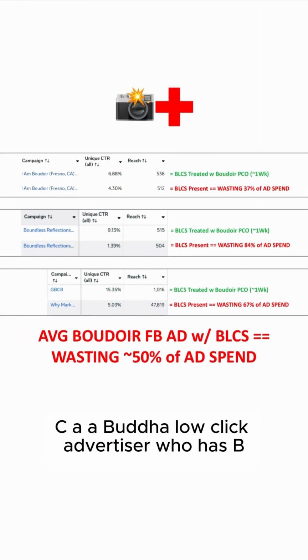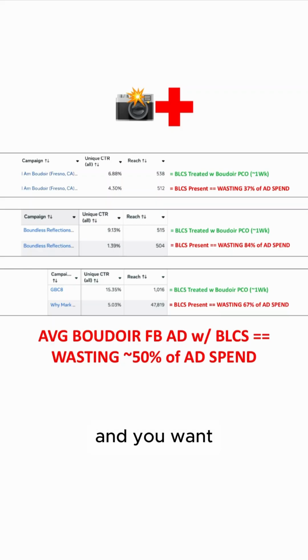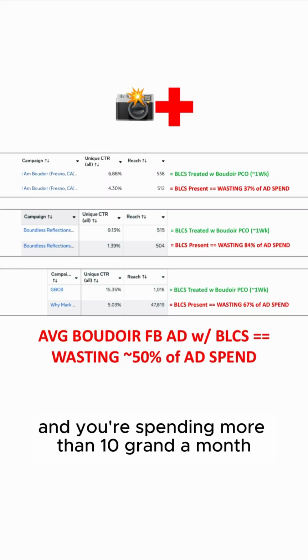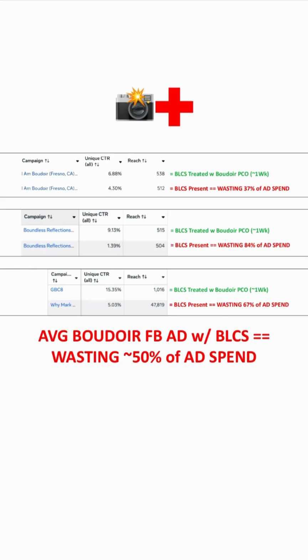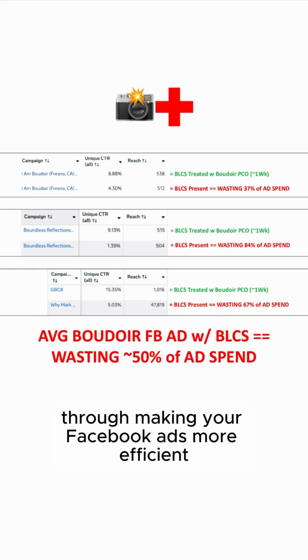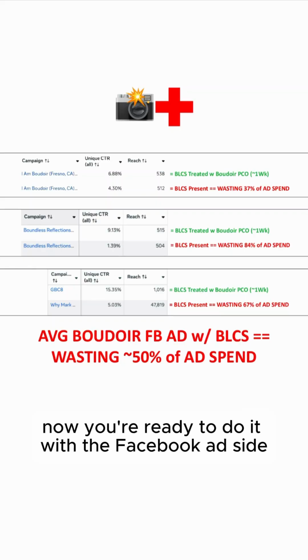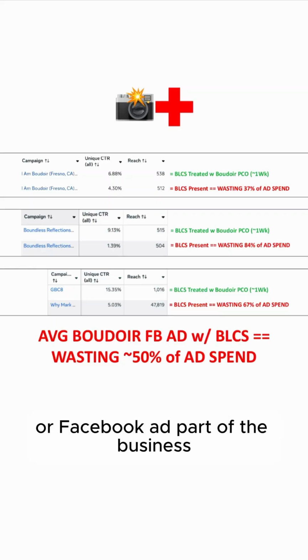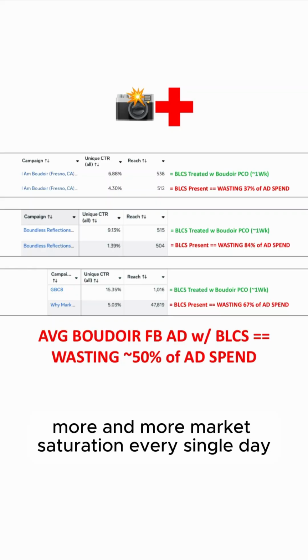If you're a BLCA, a Boudoir low click advertiser who has BLCS, Boudoir low click syndrome, the unique CTR of your Boudoir Facebook ads is under 6%, and you're spending more than 10 grand a month on Boudoir Facebook ads, and you have decided that now you need to pull more efficiency, more profit out of your business through making your Boudoir Facebook ads more efficient, because you've already done it in other places in your business. Now you're ready to do it with the Facebook ad part of the business, and you're seeing more and more market saturation every single day.